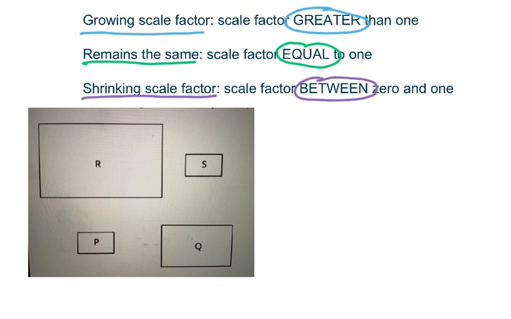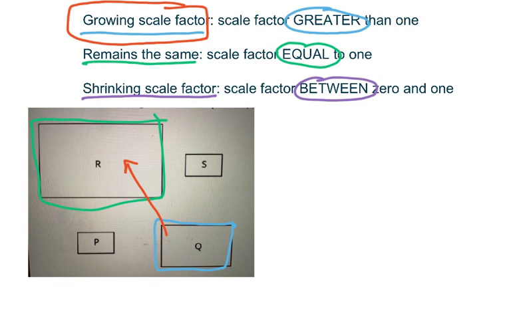So in this case, again, we're starting with Q, and we're going to R. And so the question is, what kind of scale factor do we need to go from Q to R? Since Q is smaller than R, we need a growing scale factor to go from Q to R. So we should have picked a scale factor greater than 1.